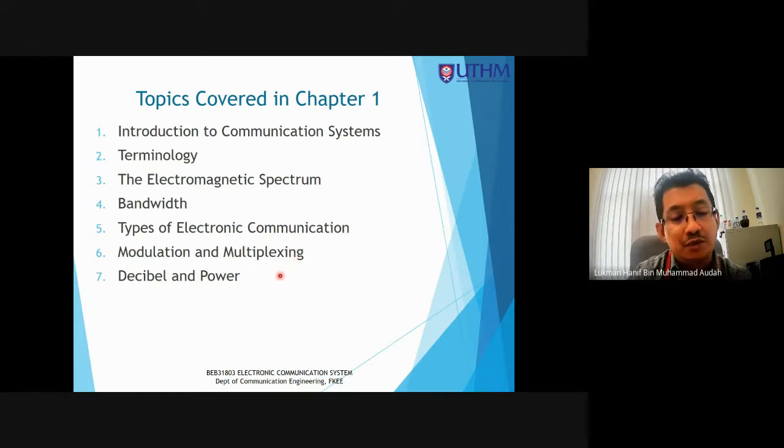So this is the introduction of modulation and multiplexing. So why do we need modulation? Why do we need multiplexing? And then the last part is decibel and power. So ini biasanya decibel power ni banyak keluar dalam test questions bahagian soalan yang pertama. So when we ask about chapter 1, instead of asking about the theoretical concept, we also ask about decibel and power calculations. Okay, so untuk pengiraan dalam chapter 1 itu tertumpu kepada decibel and power. The rest, number 1 until 6 are more theoretical concept, the fundamental concept.